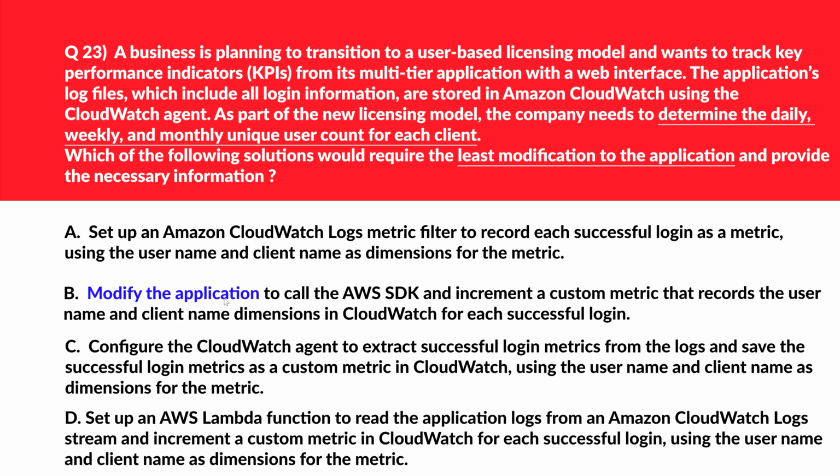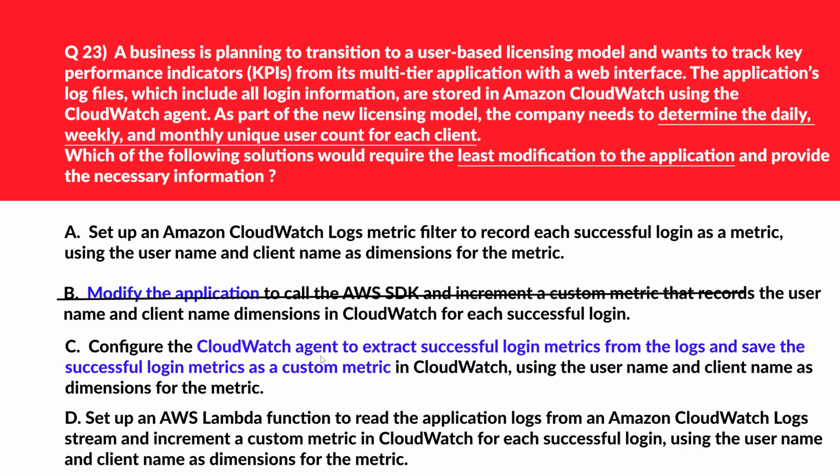B says modify the application. Option B, if we read the first three words, it says modify the application, but as per the question, we need to do the least modification to the application. So this is just the opposite of what the requirement of the question is. So on the basis of that, we'll mark this as wrong. Let's move to option C.